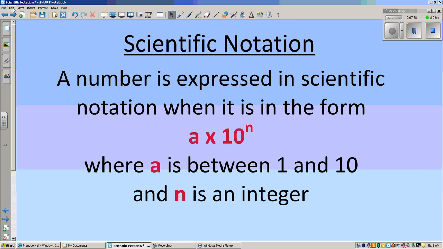So scientific notation is basically a way to express a number in the form of A times, always base 10, to some exponent N, where A is between the numbers 1 and 10, and N is an integer, meaning it's a positive or negative whole number. So again, this number A will be between 1 and 10, and your exponent will be some integer, a whole number, positive or negative.